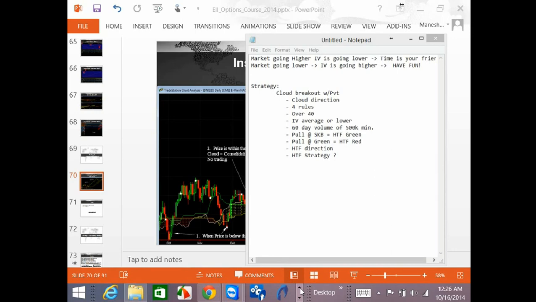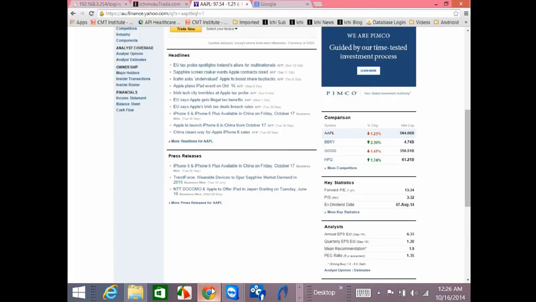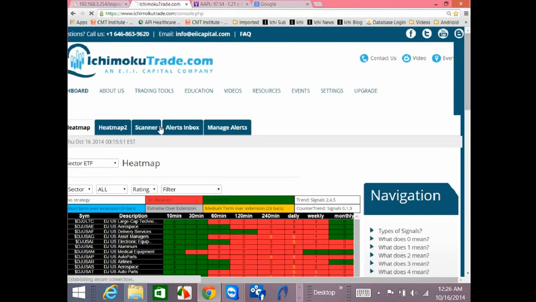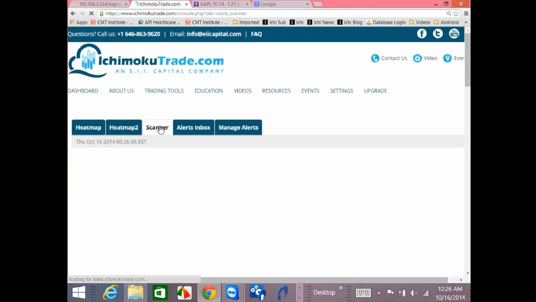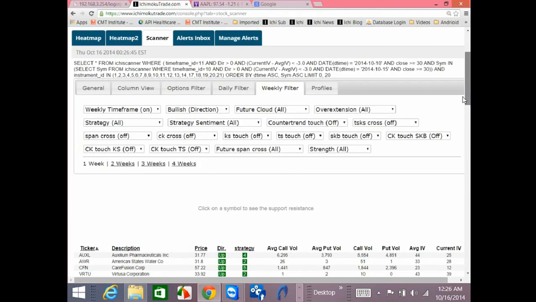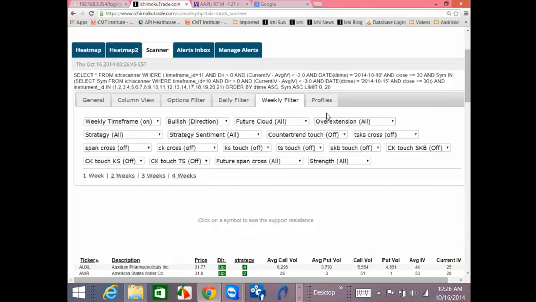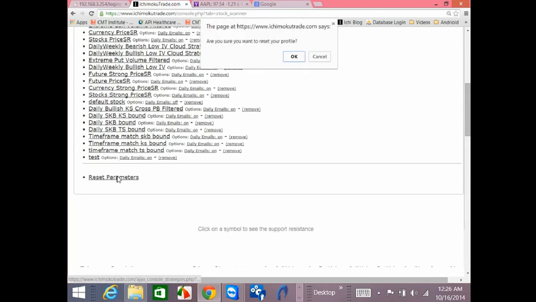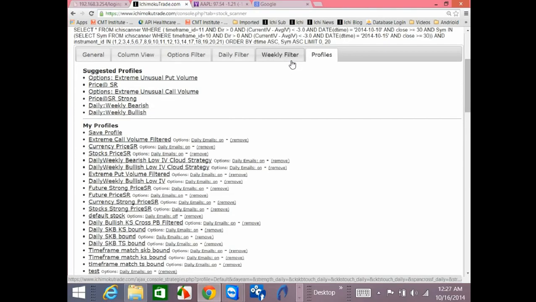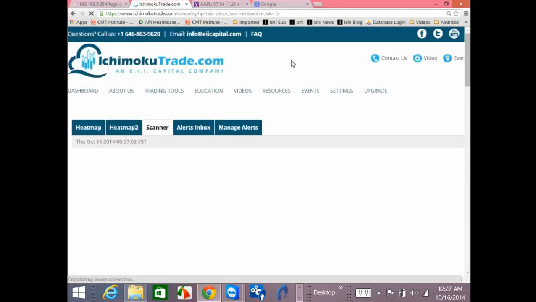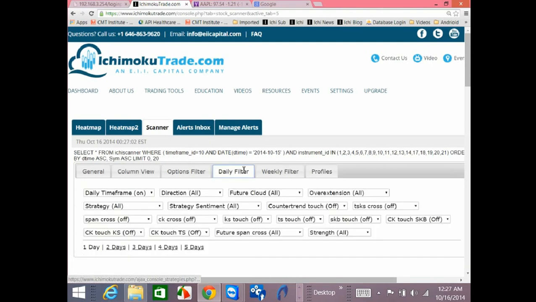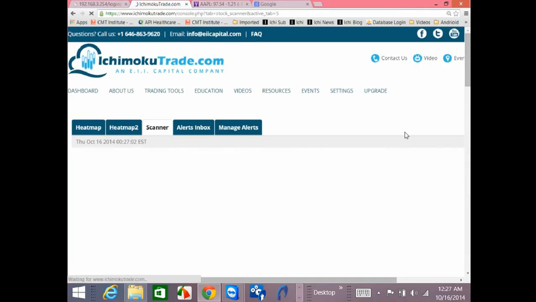So what I'm going to do is come over here to the scanner. Everyone okay? The very first thing in my scanner, I'm going to go to profiles and reset my parameters, because I don't want any of the things I've selected to interfere. Now, in the scanner, you have daily and weekly options. So I'm going to come to the daily and I want a strategy that's what? Cloud breakout would confirm. That's the pivot.